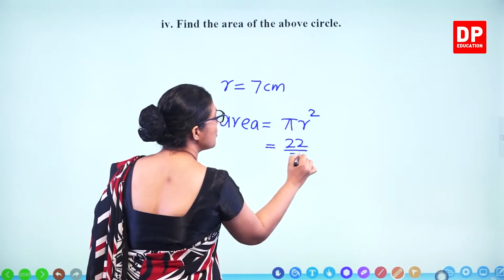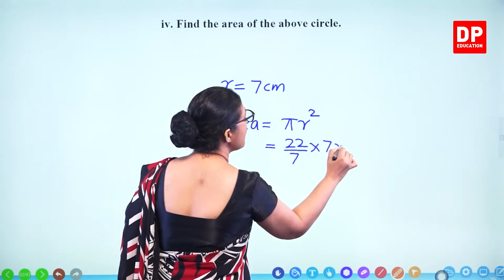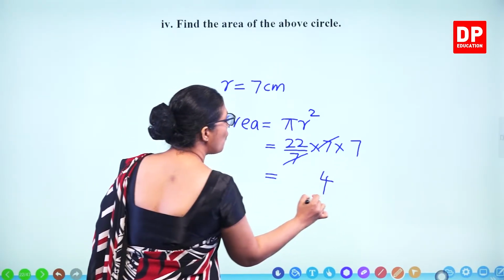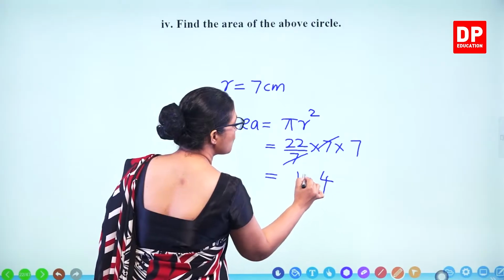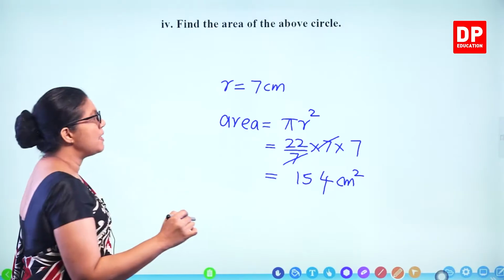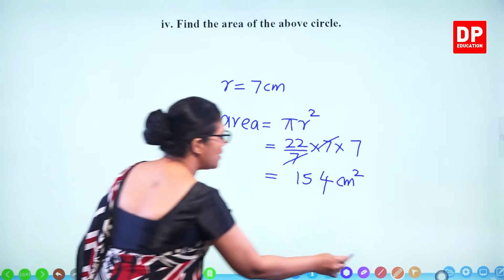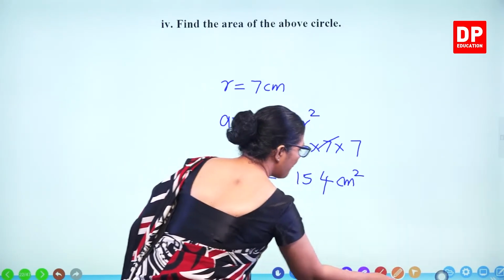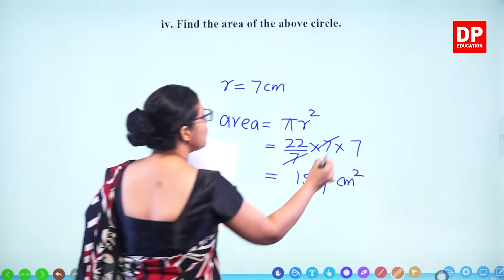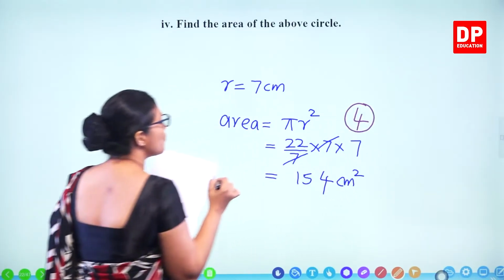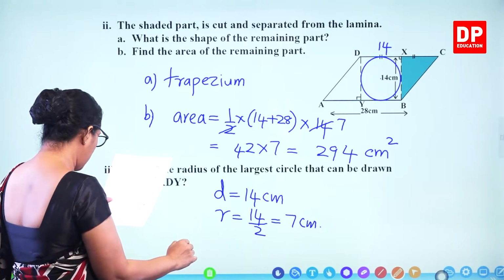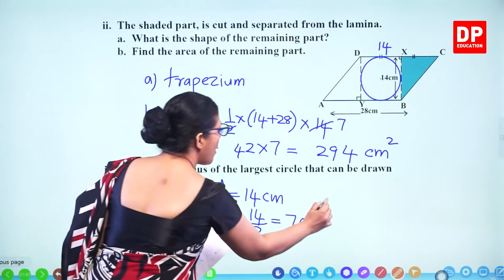Pi you can take 22 over 7, r is 7. So 7 get cancelled out. 7 times 2, 14. 7 times 2, 14 plus 1, 15. 154 square centimeters. Now we'll see how many marks for each step. 4 marks for 154. This one. And the previous part, 7 centimeters, just 1 mark.